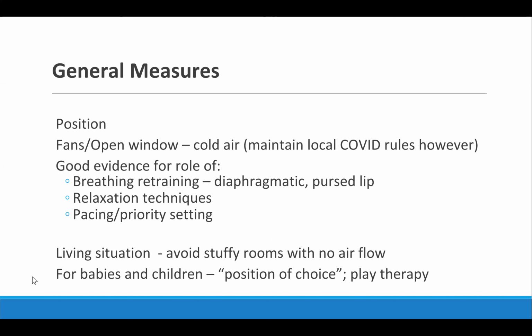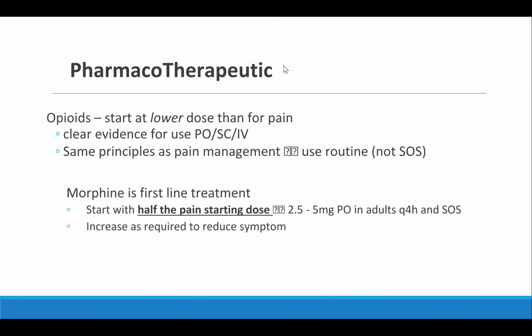For pharmacotherapeutic measures, the medications: opioids, starting at a lower dose than for pain. There is clear evidence of use of PO, subcutaneous and IV routes. Same principles as pain management: use the routine, not as needed.